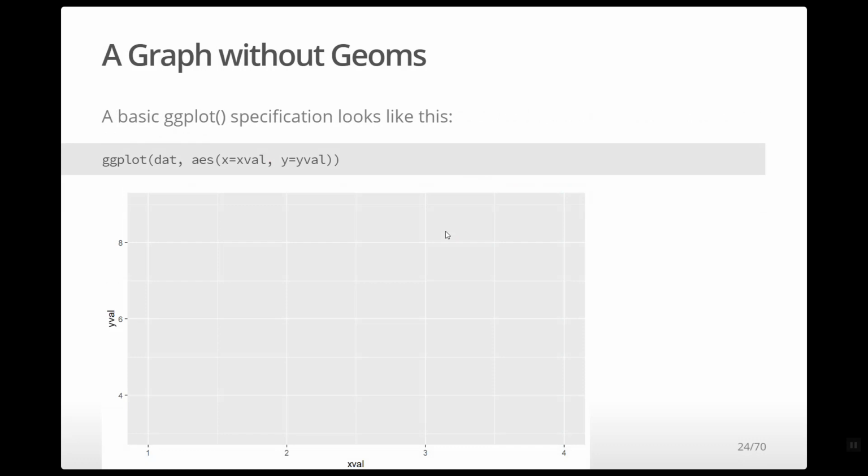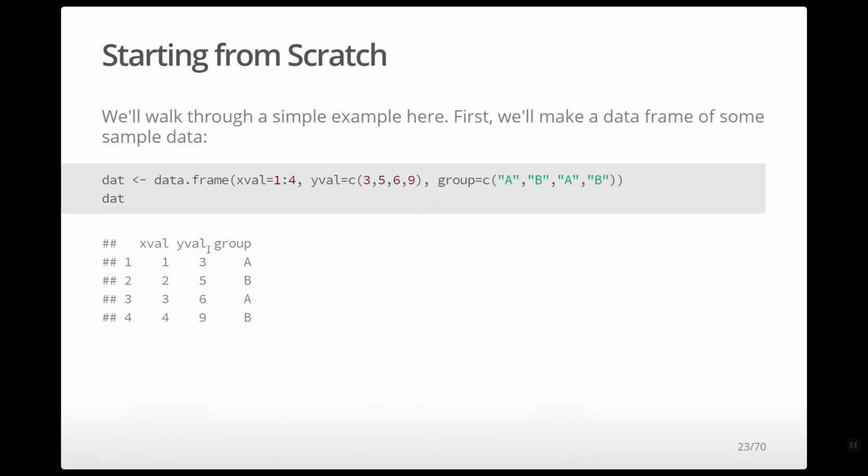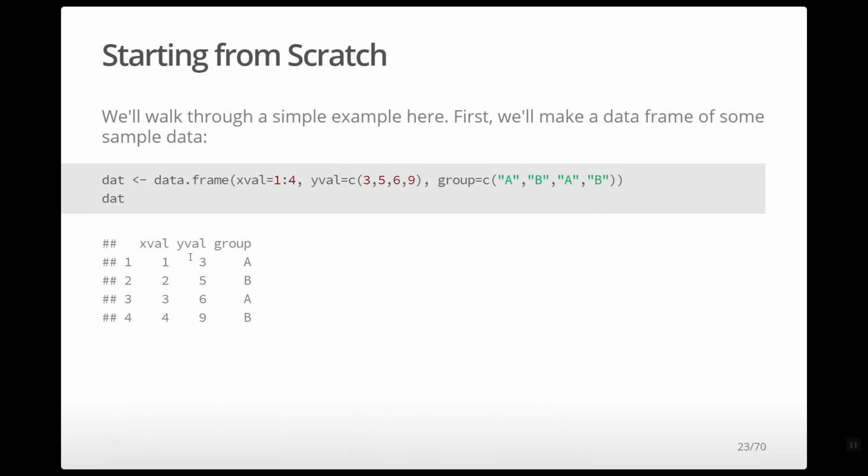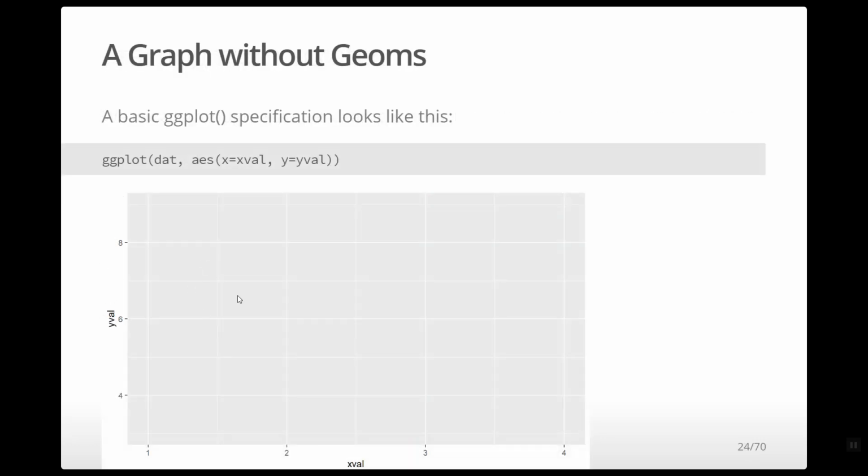And we can specify our first graph using ggplot, and we'll say I want to take the x variable and map it to the x-axis, and I want to take the y value and map it to the y-axis. Okay, and this creates an empty ggplot. It creates a plot but without any geometries.